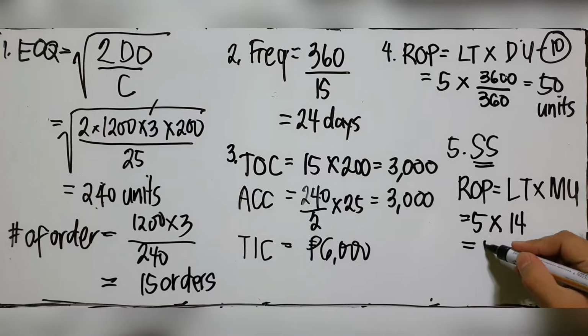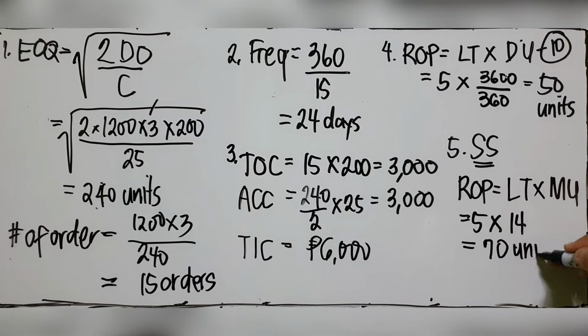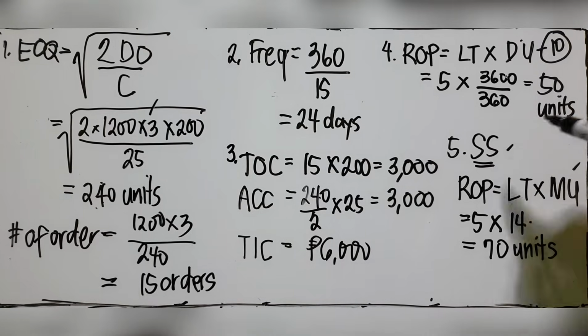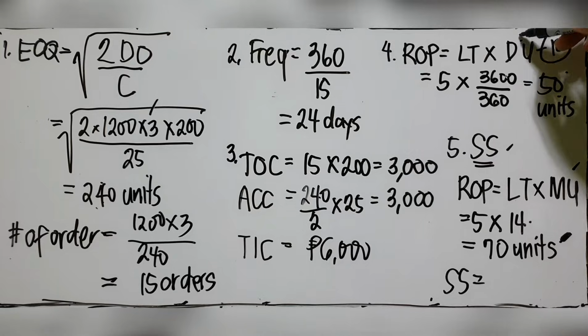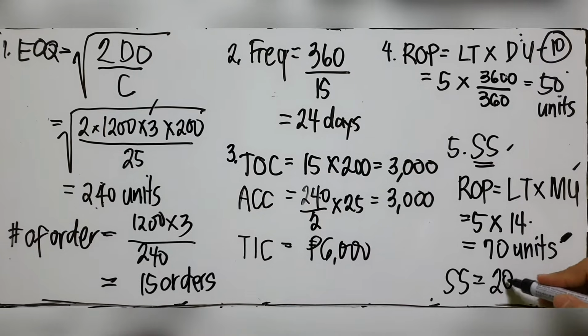So meaning the reorder point is 70 units kung ang maximum usage ay 14. Ang tinatanong ay safety stock or buffer. So the answer is the safety stock is the difference between the reorder point at maximum and the reorder point at the average daily usage. So the answer is 20 units. So that's for number 5. So let us now go to problem number 2.